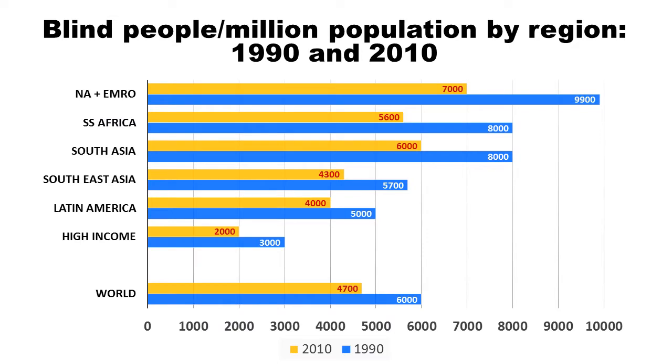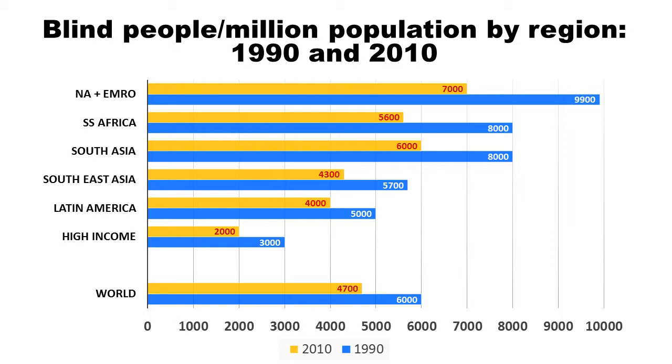This is a complex slide, but an important slide, and let me just explain it to you. First of all, the blue lines are data from 1990. The yellow-orange lines are for 2010. Down the left-hand side, we have the regions of the world, and then a global figure for the whole world at the bottom. And then what we're measuring is the number of blind people per million population. So if we look at the world figure at the bottom, you can see that in 1990, there were 6,000 blind people per million population on average in the world.